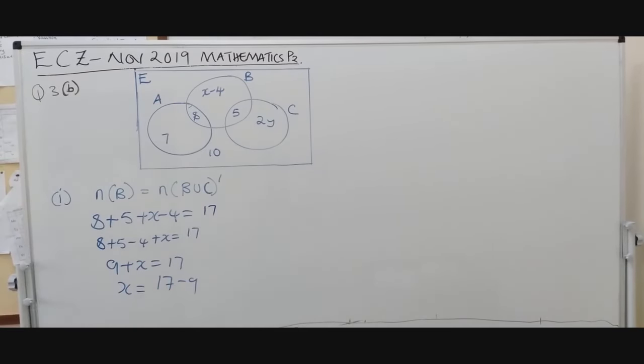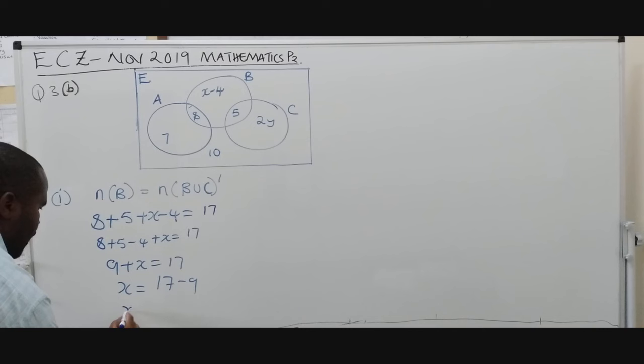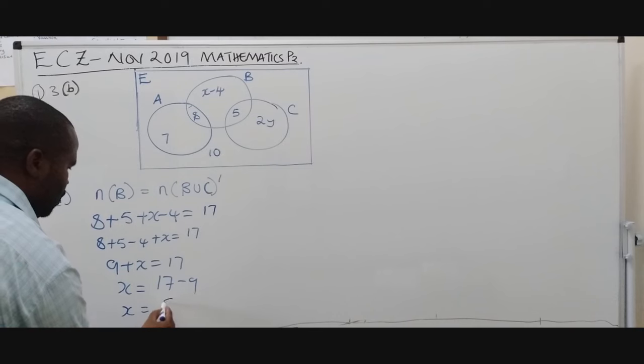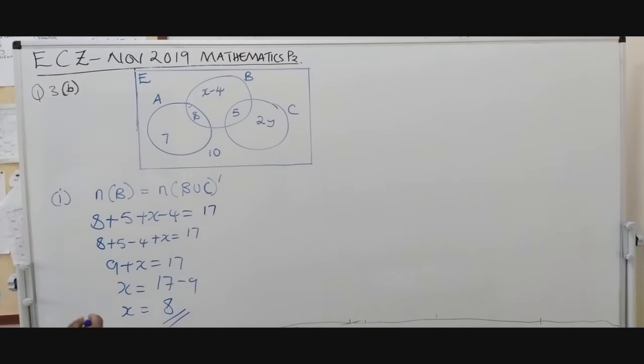Alright? That's what you're supposed to get there. 17 minus 9. Okay. What do you get? Alright? What is 17 minus 9? You should be able to compute that without the problems. Alright? And you get 8. So you have x is equal to 8. Okay? That is our answer. That's the value of x there. So the value of x there is 8. So you need to know that wherever there is x there, it is 8.